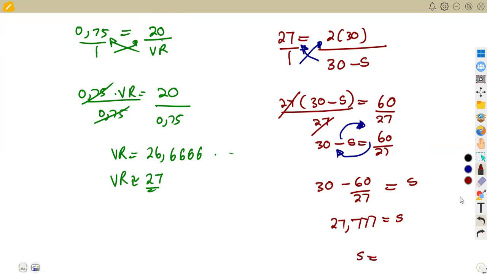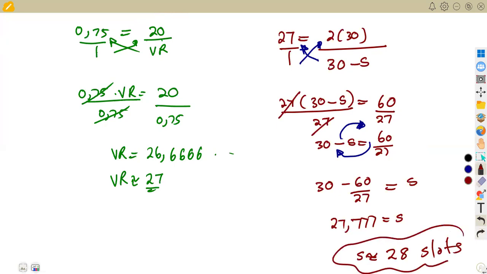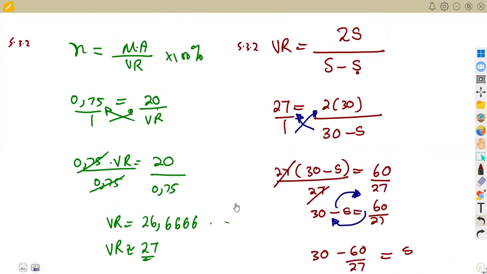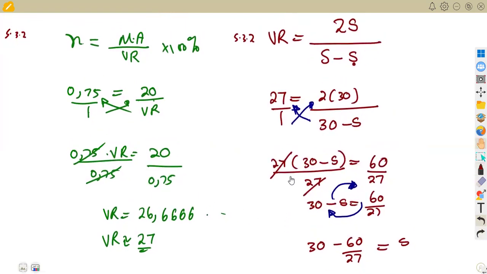So therefore, S, the number of slots, we are going to approximate to the nearest whole number. So how many slots do we have? 7 is going to change this into 28. So this is an approximation. We've got 28 slots on the smaller pulley. In this case, we've got 28 slots like this. So this is what you are supposed to have as an approximated value to the nearest whole number for the number of slots.